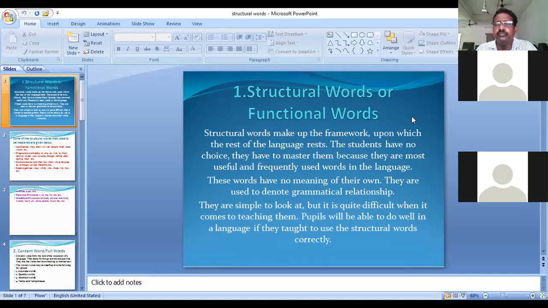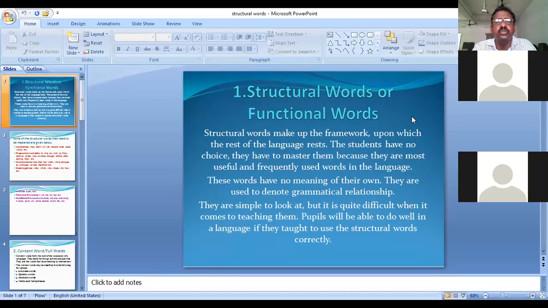Vocabulary means, I said, stock of the words. In the beginning, I said the stock of the words. Vocabulary is nothing but the stock of the words of a language. In that, the first category is active words and passive words. Then the next is structural words and content words.